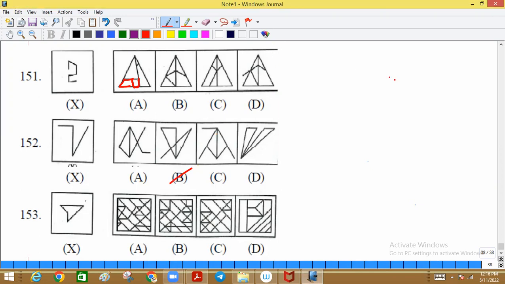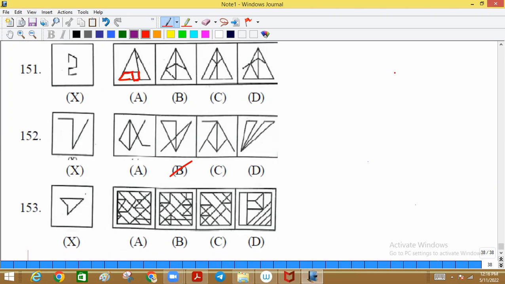Yeah, more the lines, more confusion. I already said this word. So 153 is having many more lines, so you'll have still more confusion.